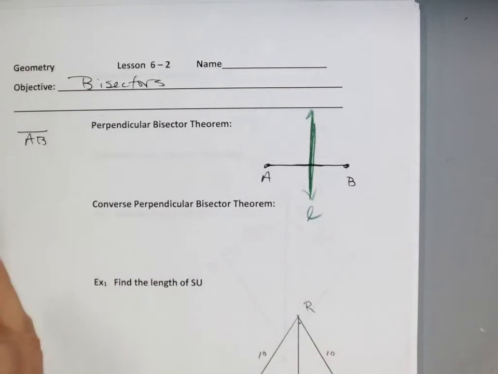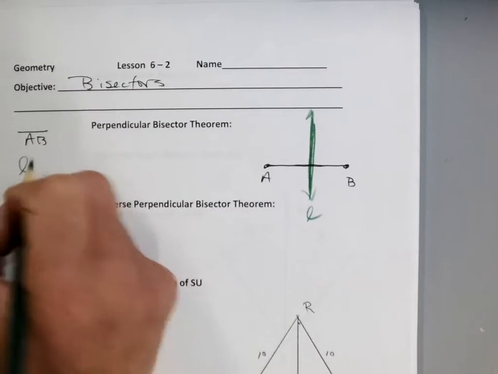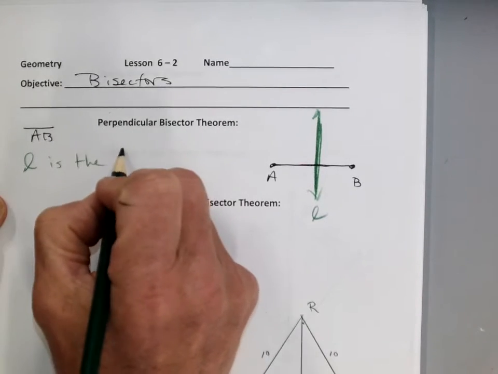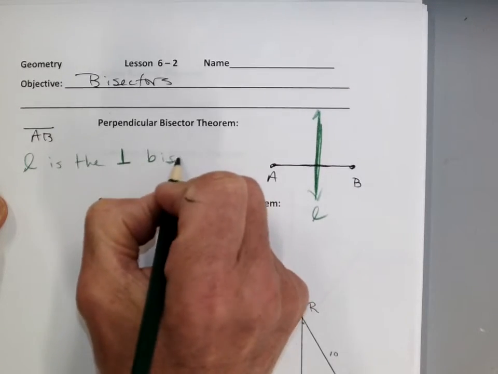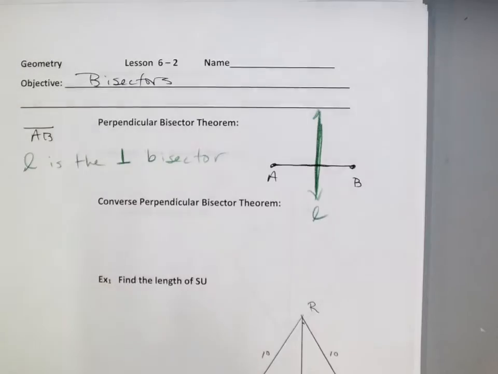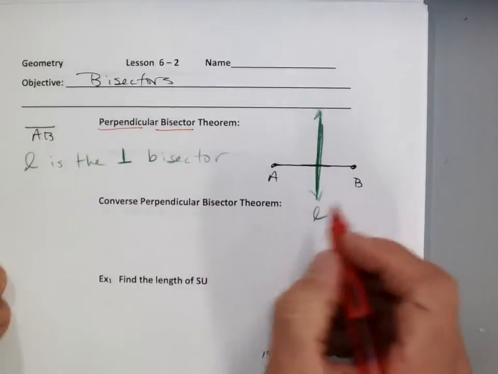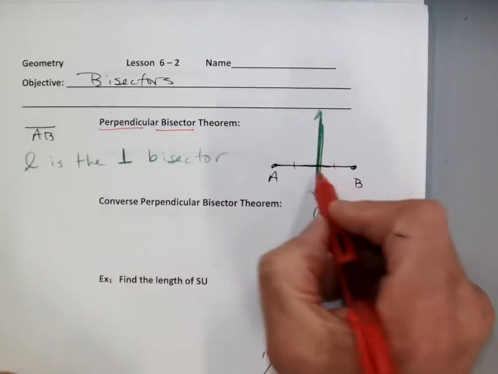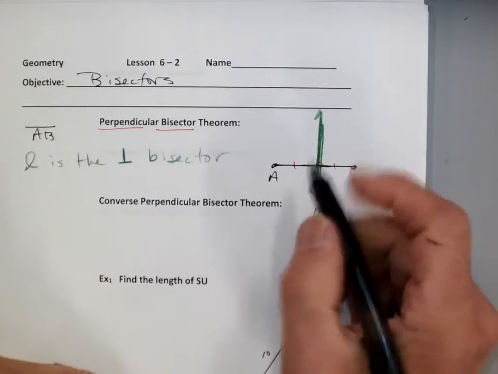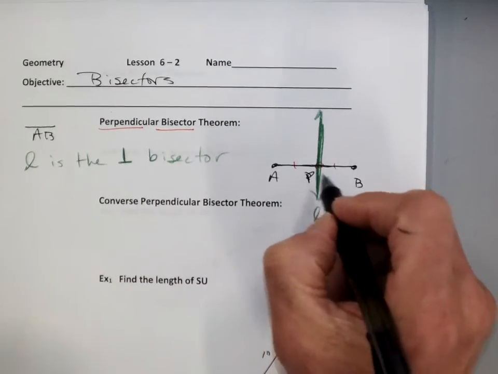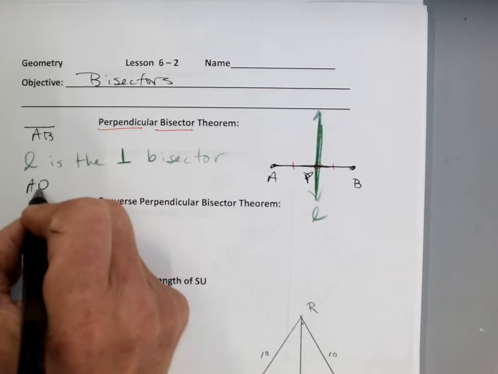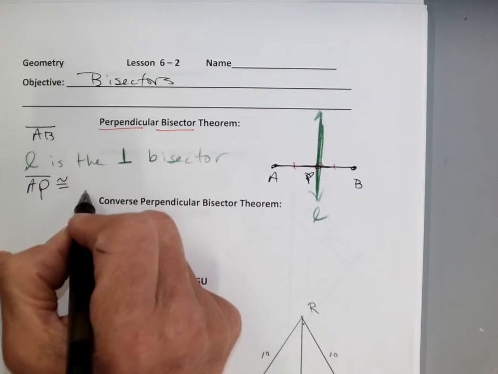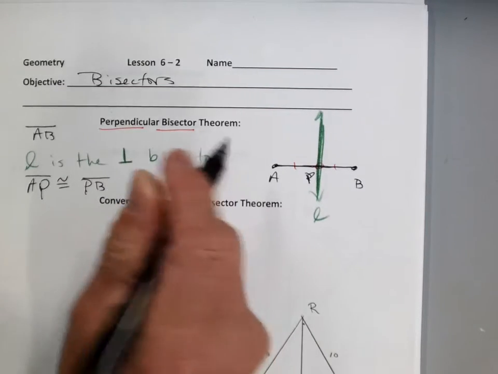L is the perpendicular bisector. If that's the case, then I know two things. This side is equal to this one because of the bisector. Let's call this point P. So I know right off the bat that AP is going to be congruent to PB.